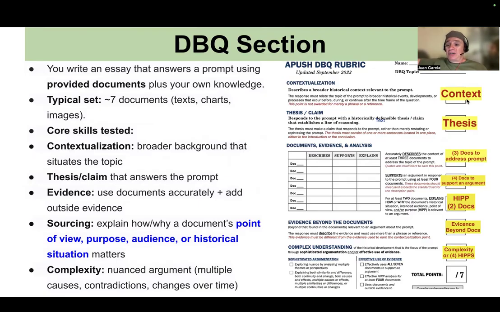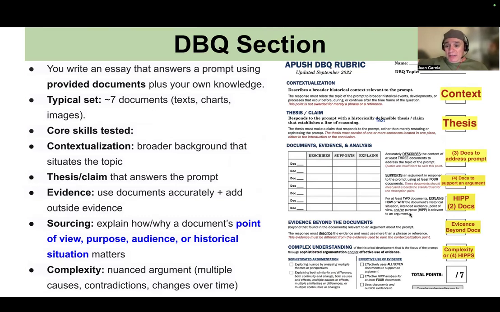The first point is context. The second point is thesis. The third point is using 3 documents to address the prompt. Then 4 documents to support an argument. This is the fourth point. Then HIP 2 documents: historical context, intended audience, purpose, point of view. Evidence beyond the documents, so outside evidence, things that are not in the documents that you can explain and elaborate on. And then complexity, or 4 HIPs. You can also do 4 HIPs, and that gives you the point for complexity. And total, it will be 7 points.